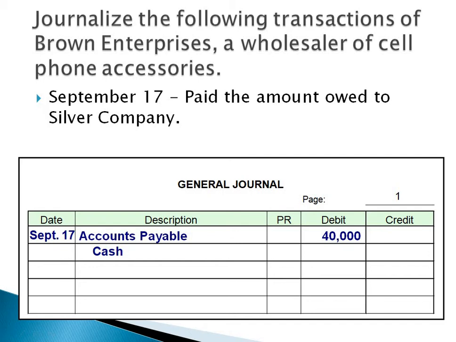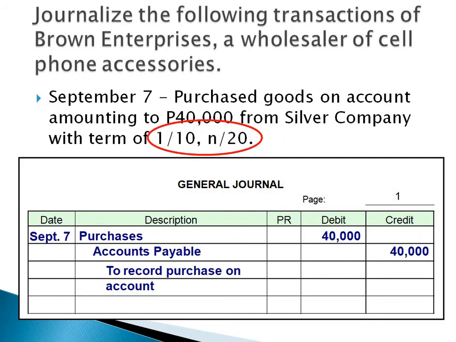Remember what I told you in part 4 of this video series. Every time accounts receivable is collected or accounts payable is paid, you have to consider what? The credit term, if there is, to determine whether the buyer is entitled to a cash discount or not. What was the credit term offered by Silver to Brown? 1/10, n/20. If the buyer, in this case Brown Enterprises, pays within 10 days from the date of purchase, it is entitled to a 1% discount.